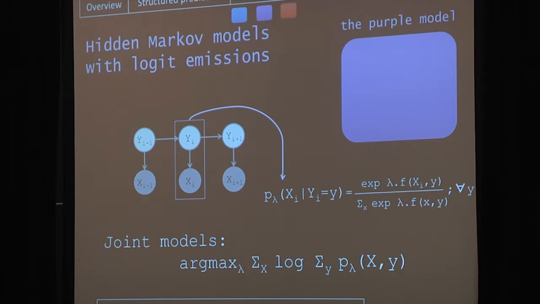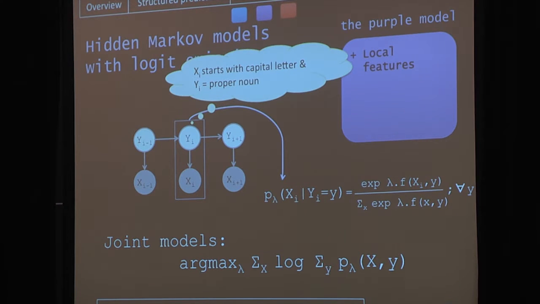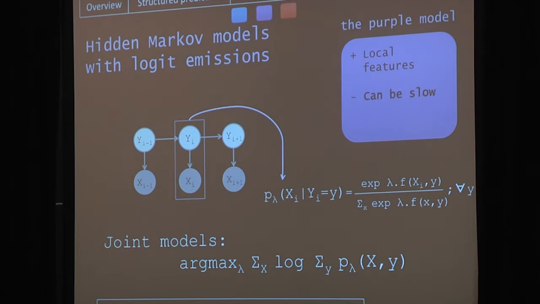Which leads us to the second model, which is a modification of our HMM that replaces the stupid multinomials with logistic regression multinomials. Now we can have some local features that fire every time a word that starts with a capital letter is labeled as a proper noun. This model is reasonably fast, but it can be slow in problems like word alignment, where we need to estimate the probability of every word in the target language given each word in the source language.